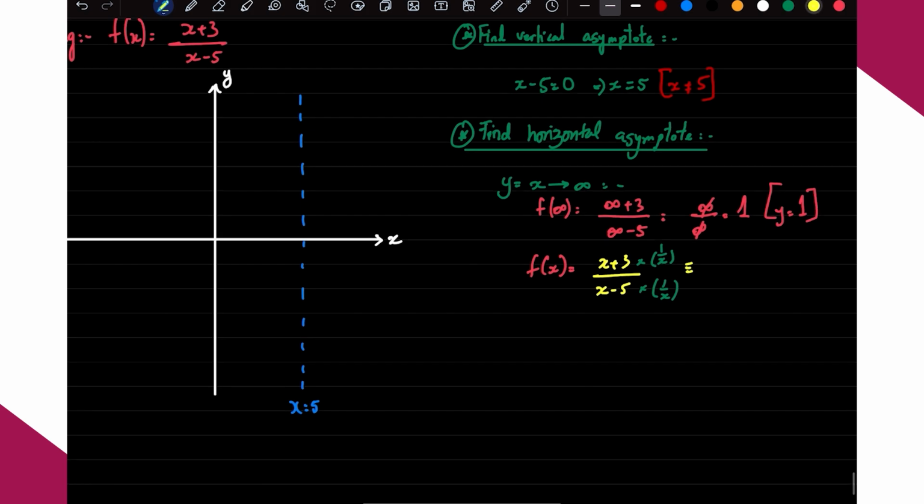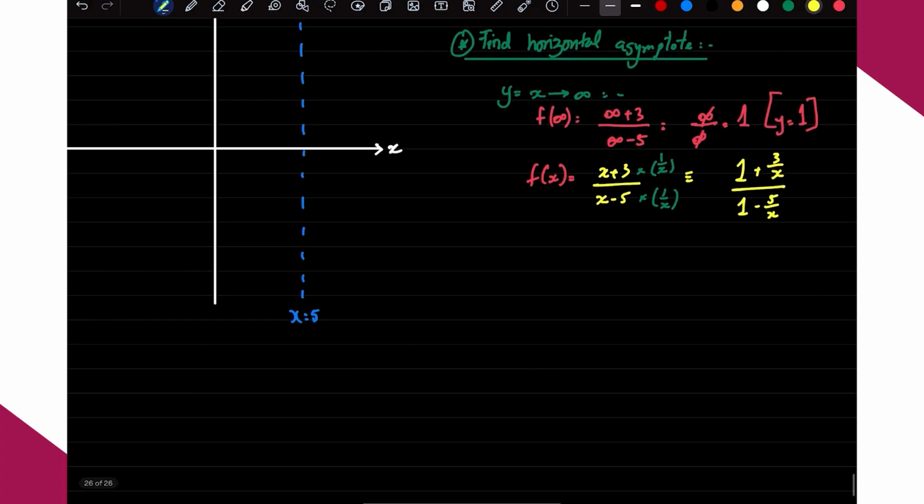So this is going to change the function to 1 plus 3 over x divided by 1 minus 5 over x. So now if x reaches infinity, that's basically saying what's the limit of f of x as x reaches infinity. If we plug in infinity to this function now, anything divided by infinity is 0, so it's 1 plus 0 over 1 minus 0, which is ultimately going to be 1. So that's the proper way to do this. There might be cases where you are never able to plug in the value, but that's the most appropriate way of getting this.